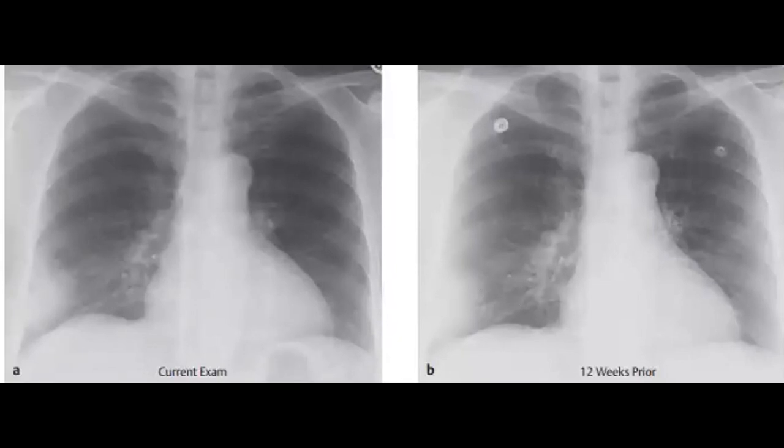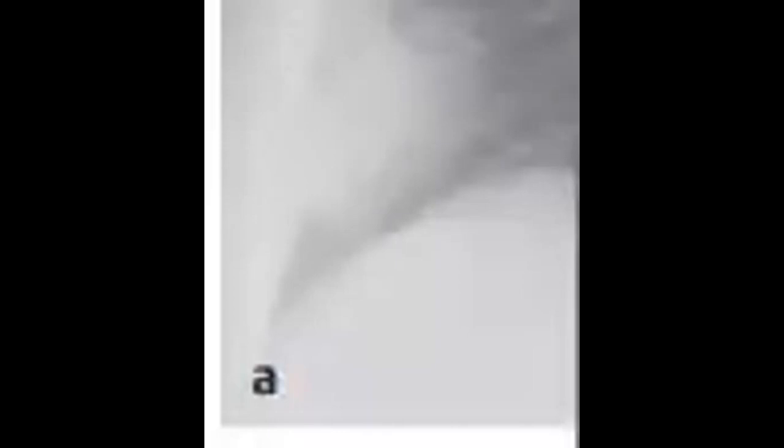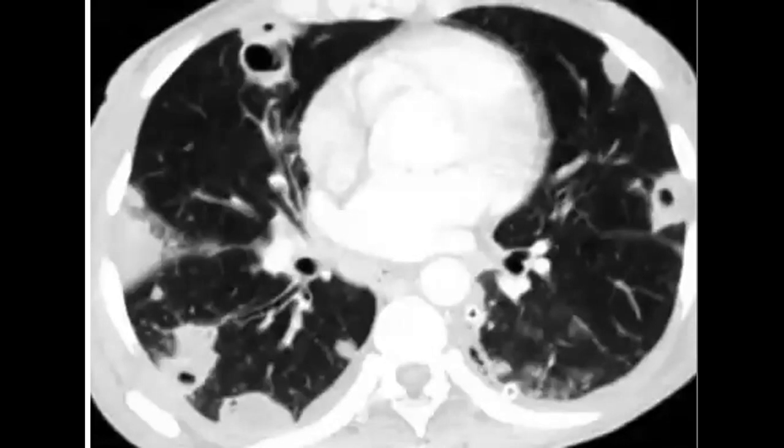So when you are thinking about unresolving pneumonia, one of the most important malignancies that you should put until proved otherwise is lung cancer. And again, when we have multiple lesions with cavitation, you have a differential diagnosis, and one of them will be septic emboli, Wegener granulomatosis.